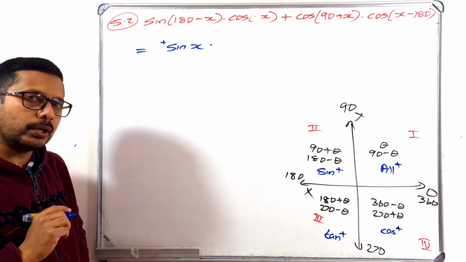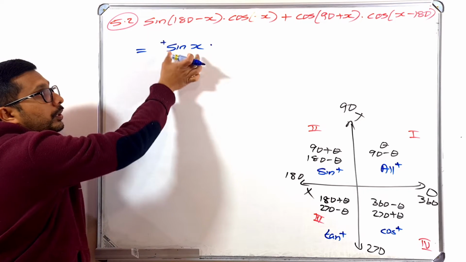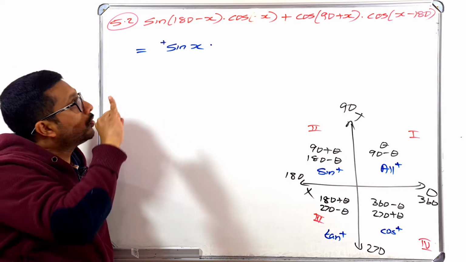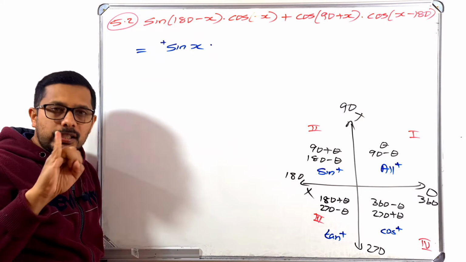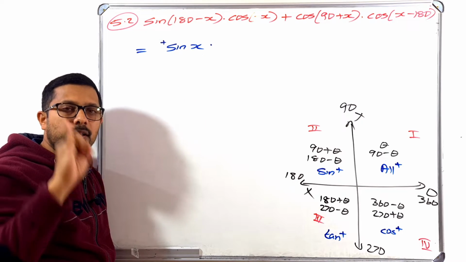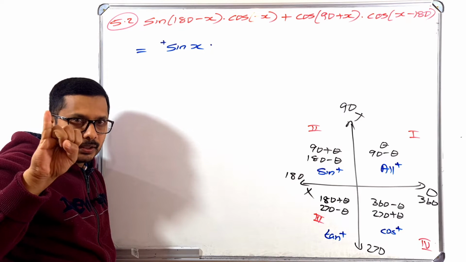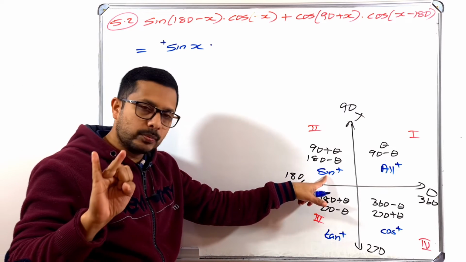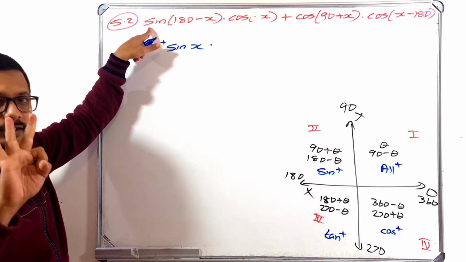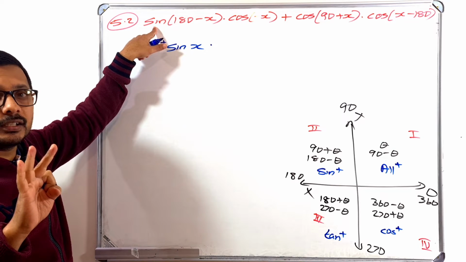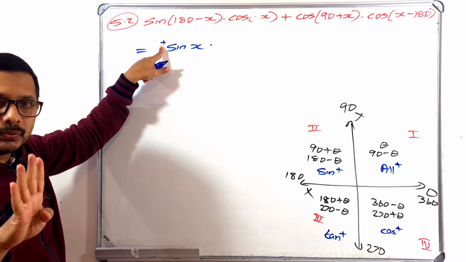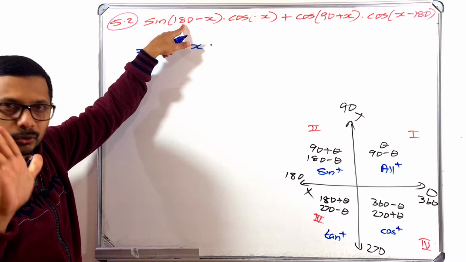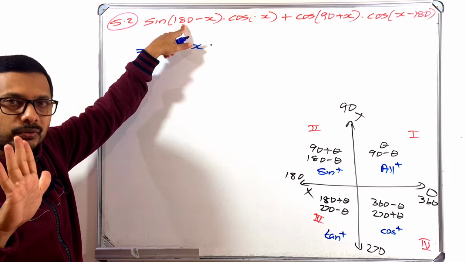What are the questions you have to ask yourself when you are doing this without any mistake? First question: 180 minus x is in which quadrant? Second quadrant. Second question: in the second quadrant, what is positive? Sine is positive. That is my third question: here what? Sine, so it is positive. Then if it is based on 180, no change.